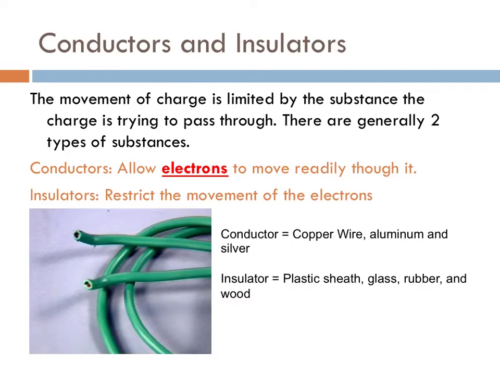It's important that we recognize here that we're talking about electrons, because electrons are the ones that are going to be moving. Insulators restrict the movement of the electrons. Examples of conductors are copper wire, aluminum, and silver, generally metals. Insulators, like plastic sheath, glass, rubber, and wood, restrict the movement of the electrons. That's why wires are usually covered with plastic.